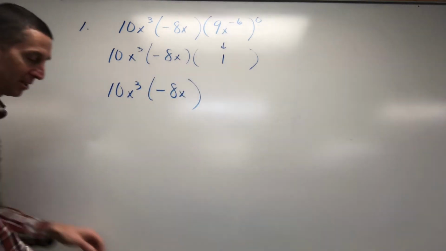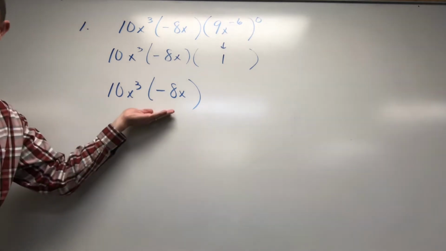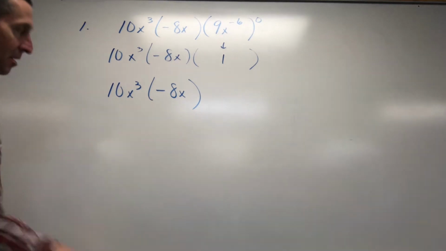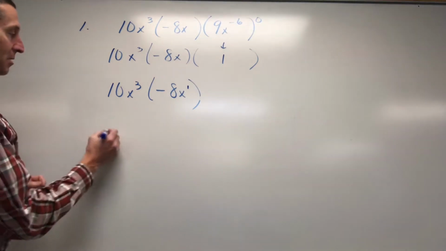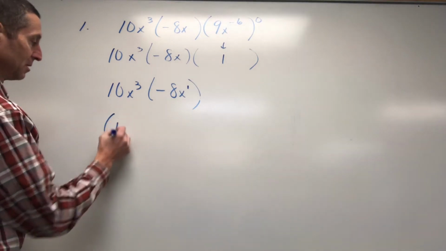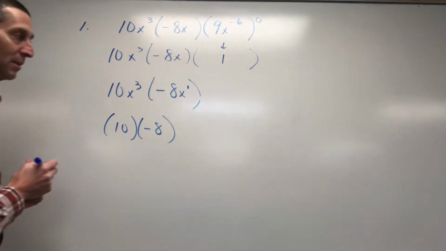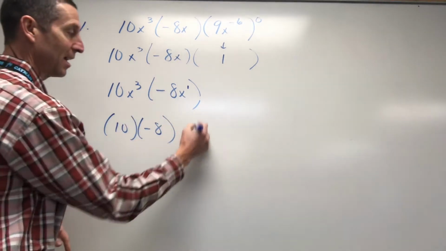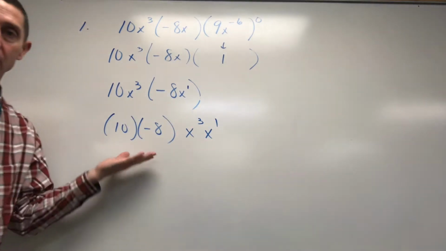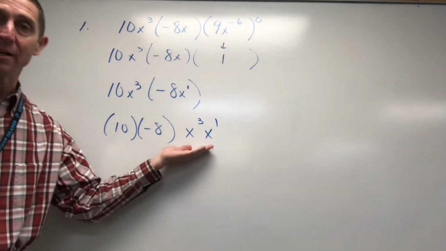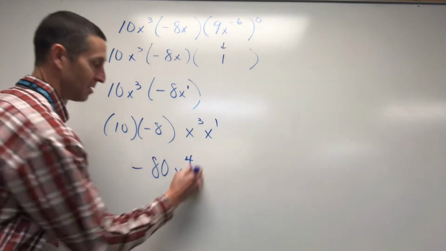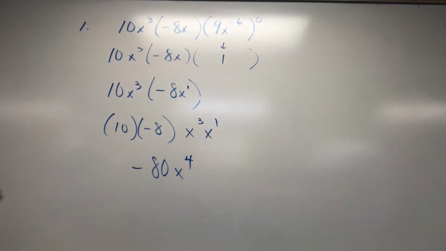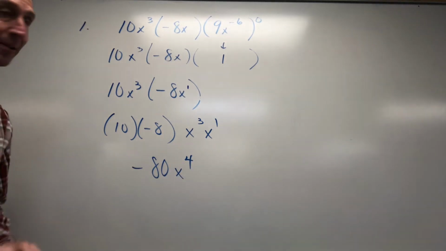And now we're looking at this problem. You're like, oh, I've got a 10, I've got a -8, here's my 2 x's. This doesn't have a power. I'll just make it x to the first. So we can do our numbers together. We can do 10 times -8. We can do the 2 x's, x to the third, x to the first. We've got a -80. We've got x to the fourth. All right, 1 down, 3 to go.